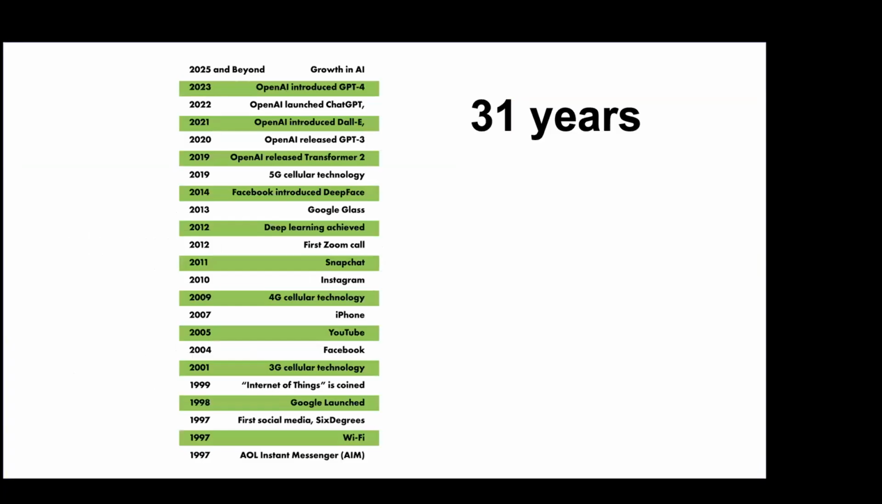So let's go back to the timeline. Okay, so in 1999, the phrase Internet of Things was coined. And I hope that all of you are familiar with that term. The Internet of Things refers to the network of physical devices, our vehicles, our appliances, and other objects that are embedded with sensors, software, and network connectivity. It is literally in everything.